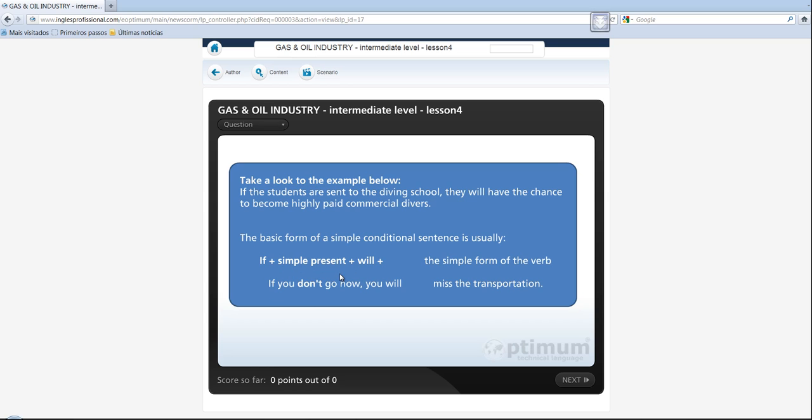So another example would be, if you go to the plant now, you'll see lots of safety barriers. So if you go to the plant now, if you go, that's the simple present, you will see lots of barriers, safety barriers in the work site. You will see, that's the simple form of the future. So if you have the money, you will buy something for me. So let's keep that in mind for the rest of the lesson.